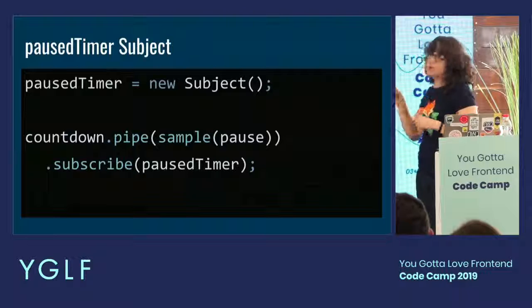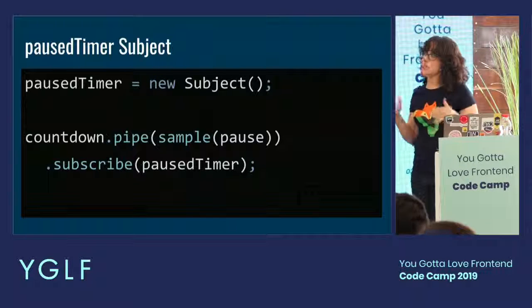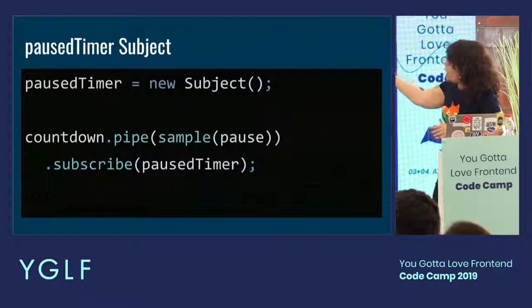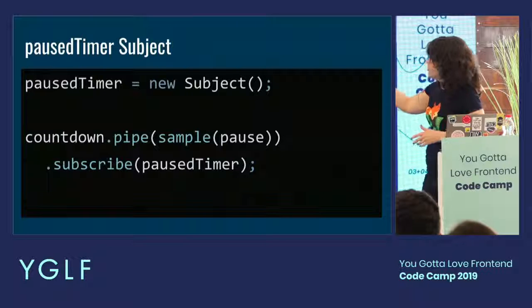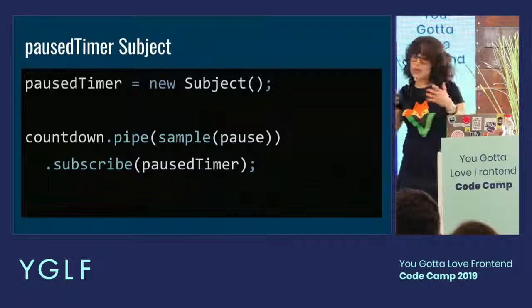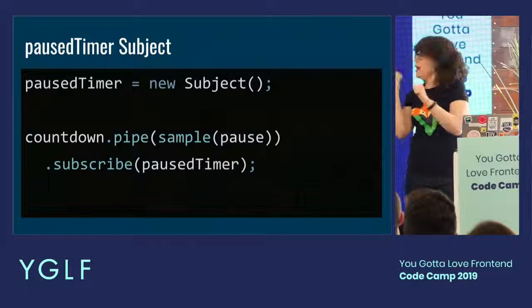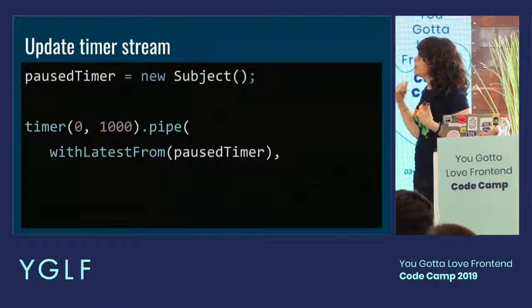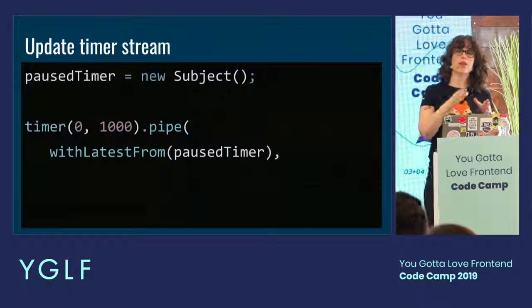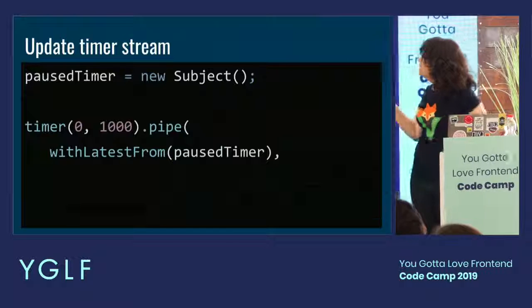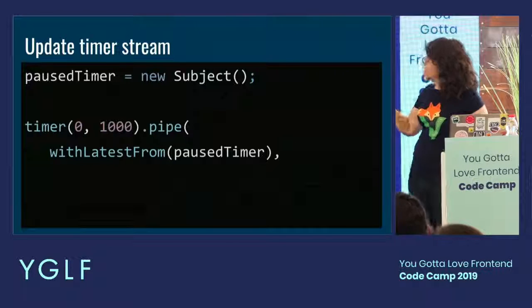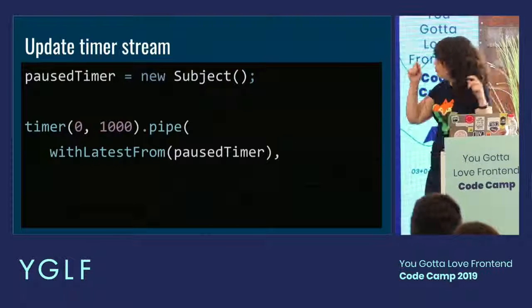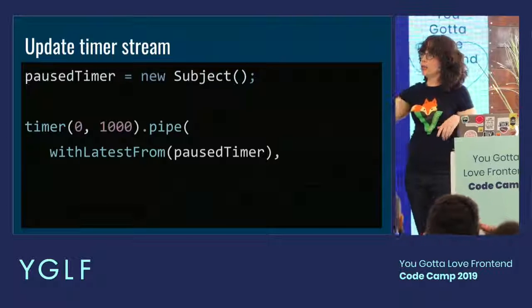So this in itself is not enough, right? It's not yet solving my state problem, because now what I have is a subject that emits a value whenever pause is clicked. That's not useful. I need that value when start is clicked again. And I can do that by using this withLatestFrom operator. So withLatestFrom returns the latest value emitted on my subject. And now I can use that to know where I was in my countdown when I paused, and then keep on calculating from there.